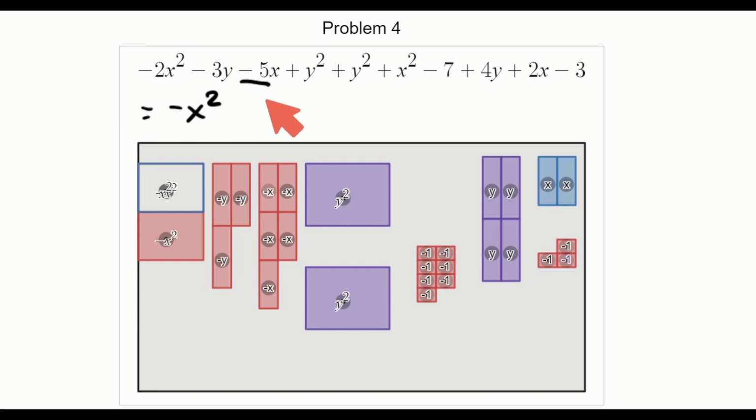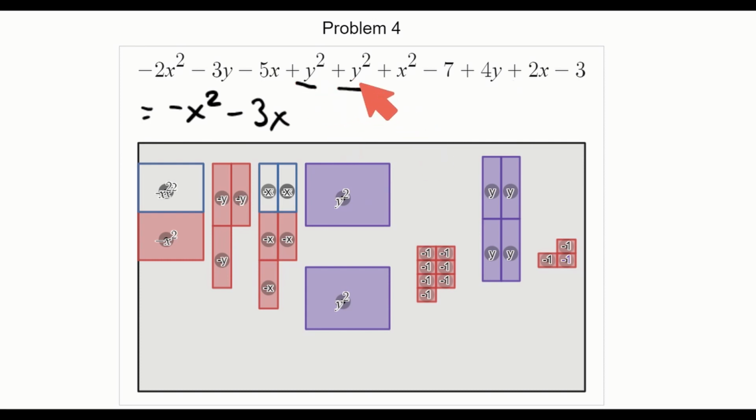Now let's deal with our x's. We have a negative 5x and a positive 2x. What's negative 5x plus 2x? These are opposite signs, so they're going to cancel out. And we have minus 3x left over. So minus 3x.